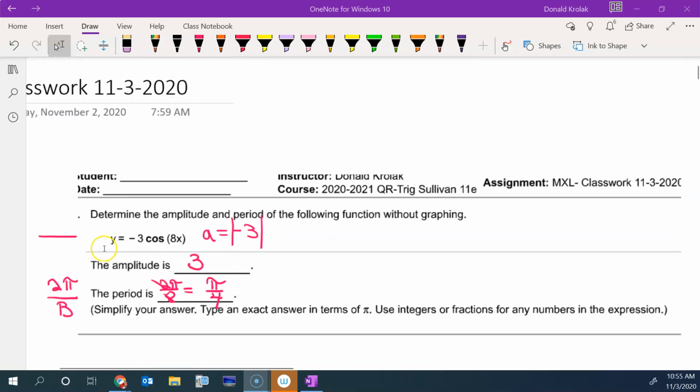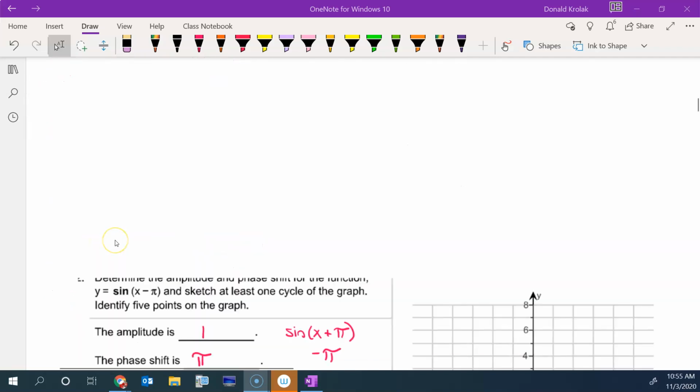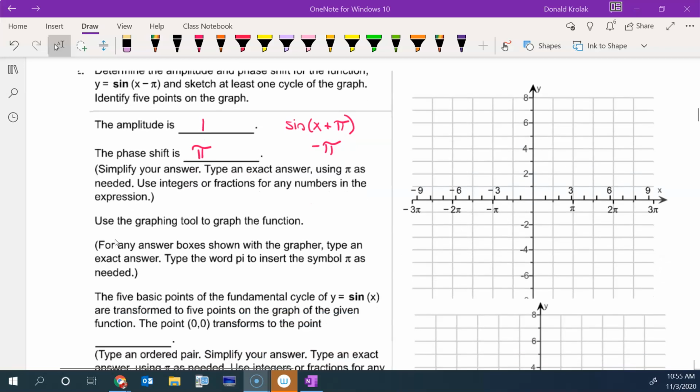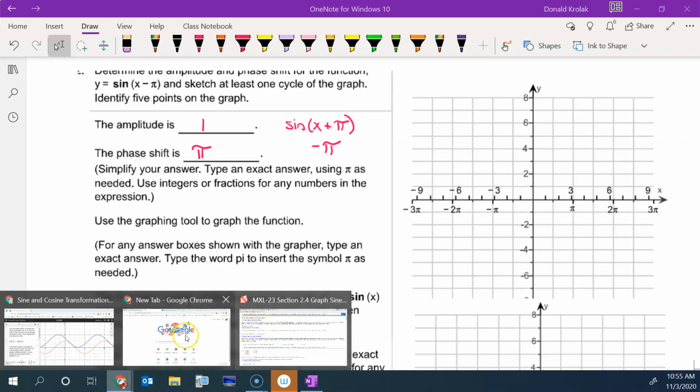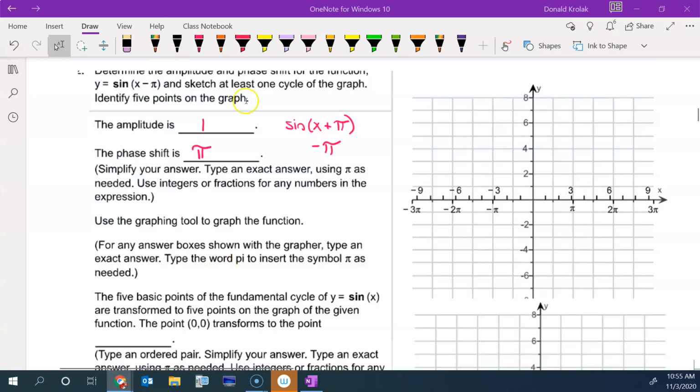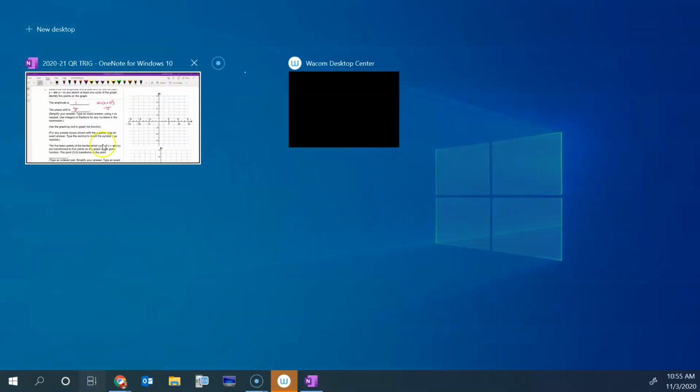All right, so we did the first problem on the classwork. And now the second one deals with these phase shifts. Then it says, use the graphing tool to graph the function. So we open up the graphing tool in Math Excel, and you're going to graph your function.